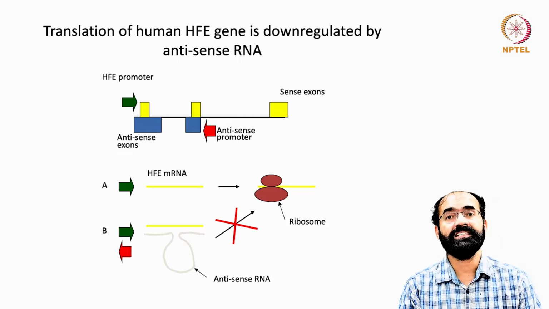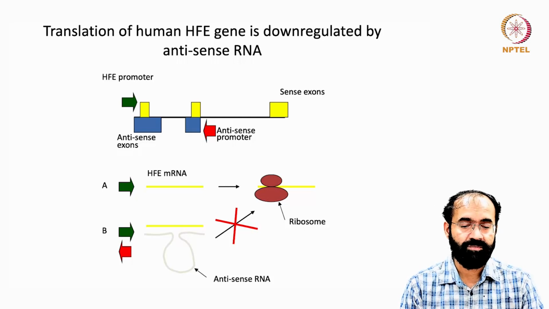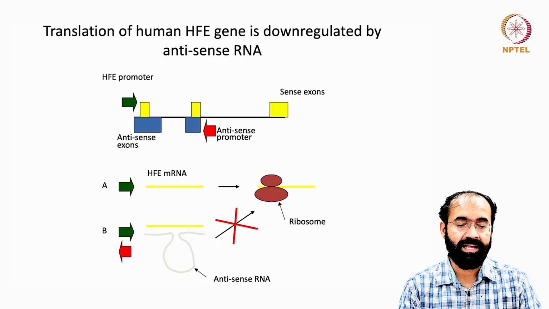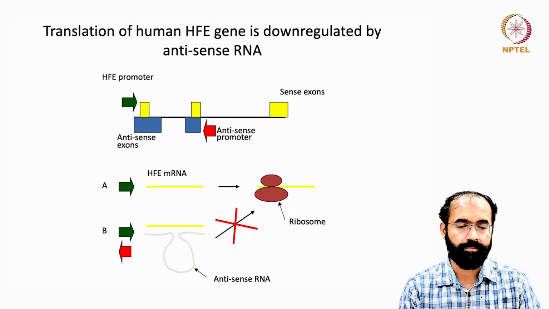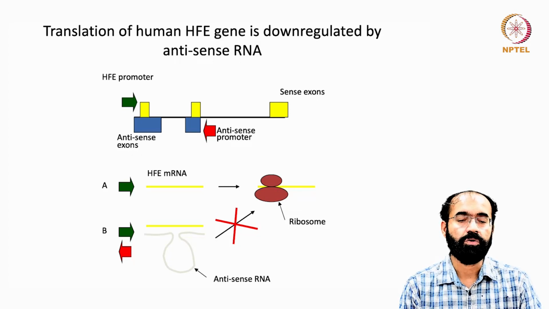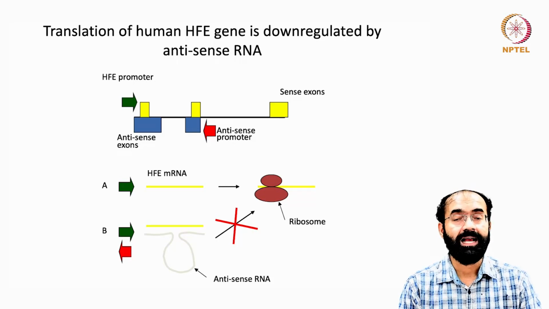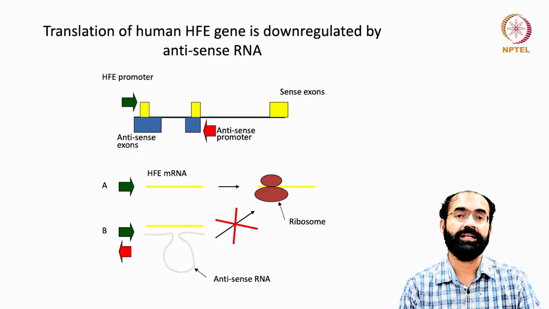However, if the antisense promoter is turned on and antisense RNA comes out, then what will happen? Portions of this HFE mRNA will now be paired by complementary regions. Throughout it cannot pair, because this area will not find pairing, and this area will not find pairing. So this area will pair, and in the same way this area will pair. This yellow region will find its complementary sequence in the antisense sequence, and that will cause the degradation of this HFE mRNA, and HFE protein will not be produced.